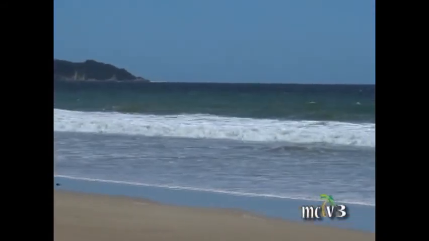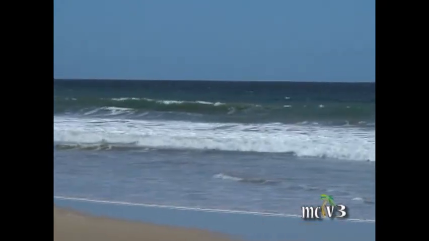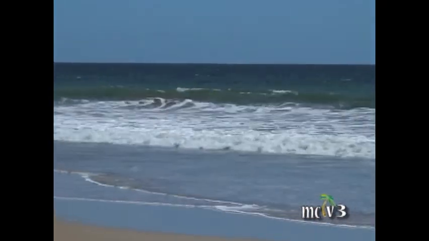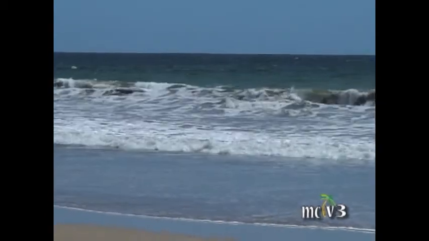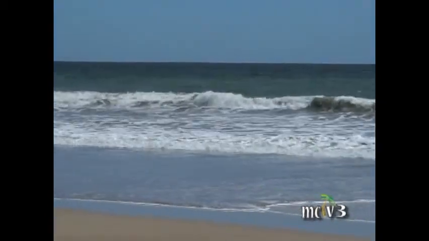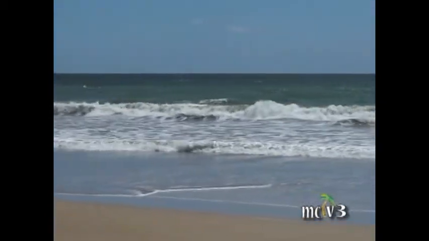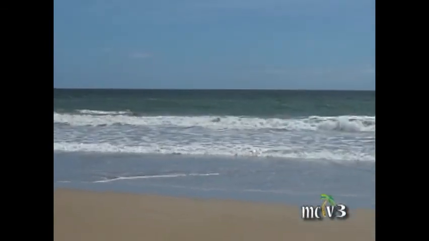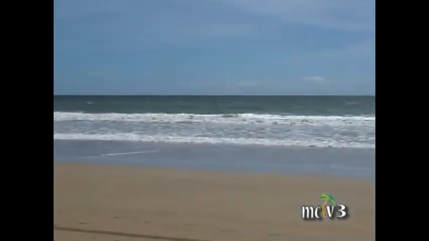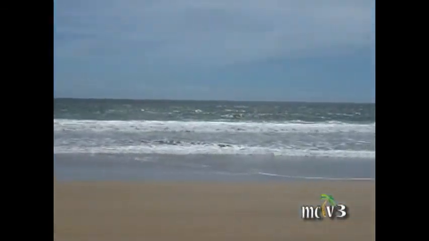Alright, we're going to talk about rip currents. Rip currents are the main reason for loss of life, even at Mayaro. The rip currents are easily identified by a brownish line of water going out to sea.